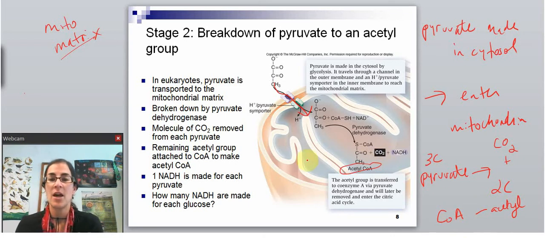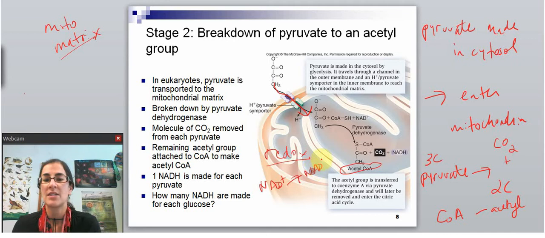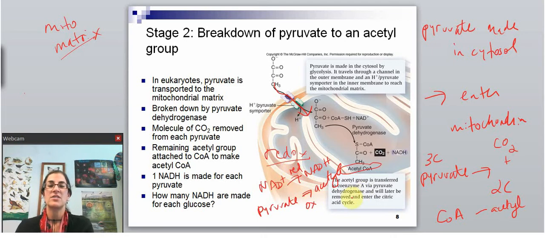At the same time, same reaction, there was a redox reaction where the NAD+ was reduced to NADH and the pyruvate was oxidized to the acetyl group. So remember, this is a reduction, this is an oxidation, that gives us the redox reaction.